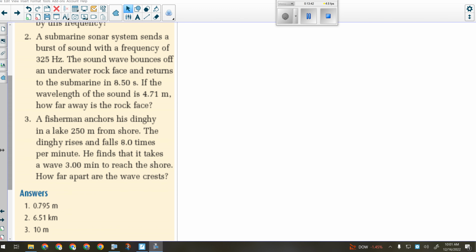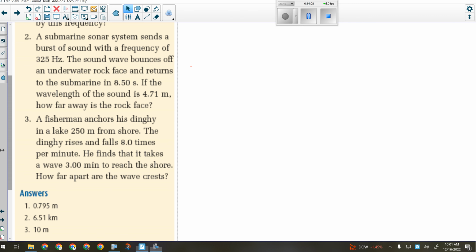How many people converted the minutes to seconds? It's fine if you did, but you actually didn't have to, because we were given the time in minutes, and we were also given the frequency in cycles per minute. So we could have actually left it in minutes and avoided one calculation. If you convert it to seconds, it's not a big deal. I'm just going to save myself time and not do that, and I'm going to get the same answer here.